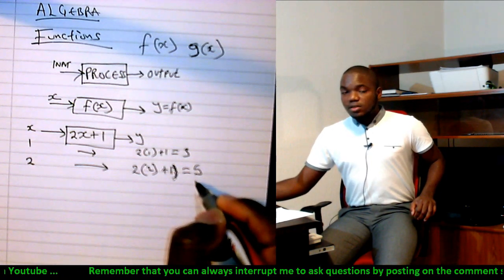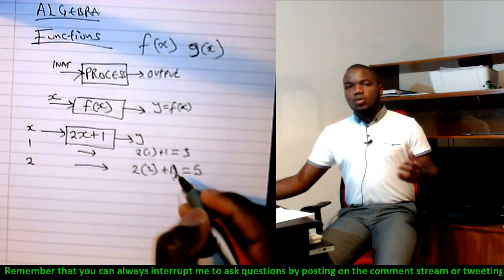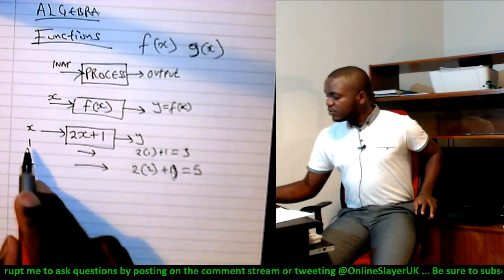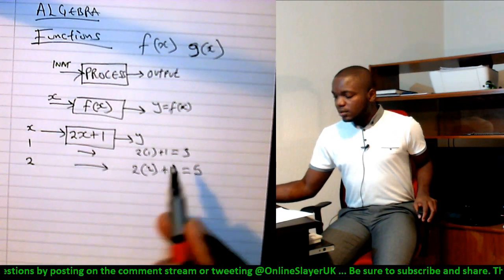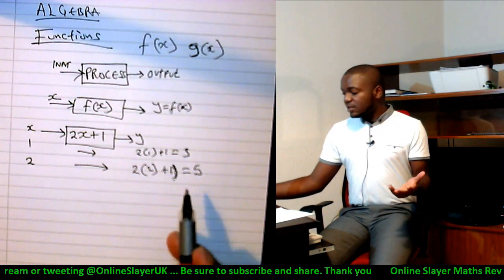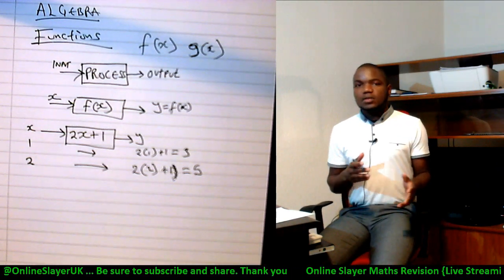That's all a function does. A function gives you a y value for any x value. So in this case, when x is 1, f of x is 3. When x is 2, f of x is 5. That's just telling you the y value for whatever x is.